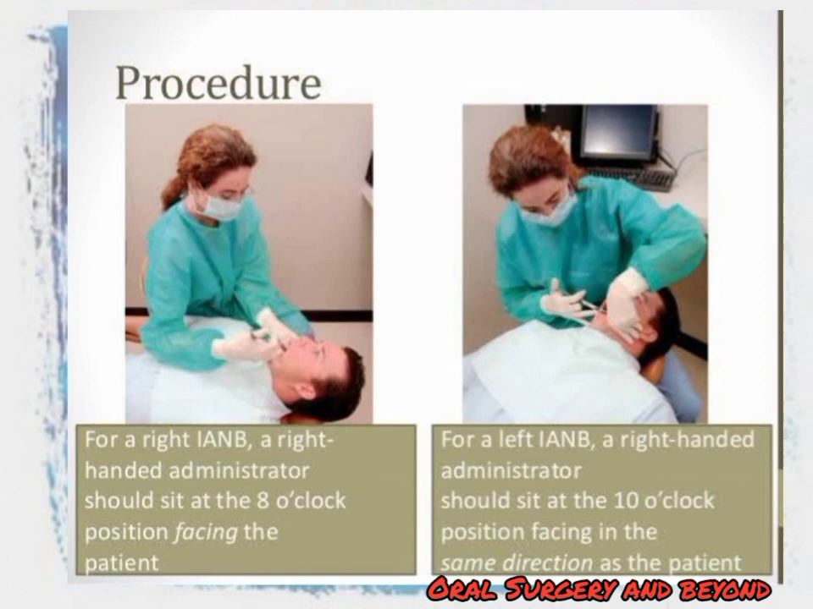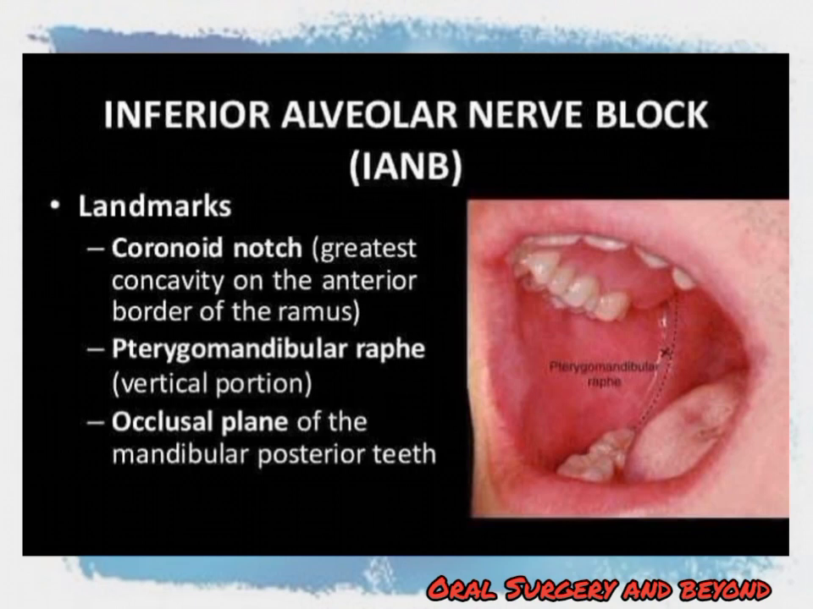For the position of the operator and the patient, mostly we can use the standing doctor's method or the sitting on chair method. For the right inferior alveolar nerve block, we should sit at the 8 o'clock position, facing the patient, and for the left inferior alveolar nerve block we should sit at the 10 o'clock position, right?